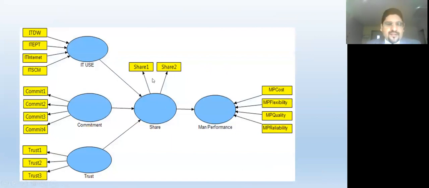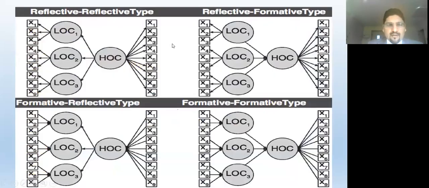The good news is that using SmartPLS, you can have both reflective factors and formative factors at the same time in your model. If you look at this model, you can see that ITUs, commitment, trust, and share are reflective factors, but this performance is formative. So as you can see, you can employ different types of factors in your model. So you have more flexibility to apply different types of factors for testing your structural model.